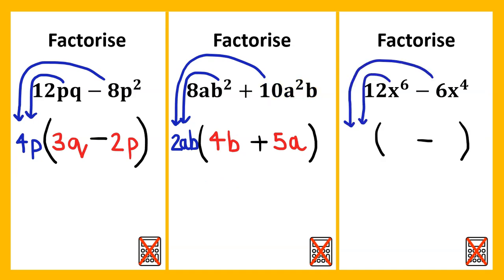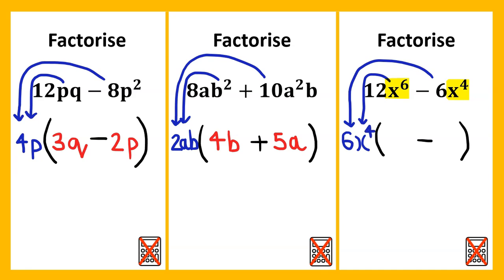Lastly, 12 and 6 have a highest common factor of 6. This time, looking at x to the power of 6 and x to the power of 4, not only are both of these divisible by x, but they can actually both be divided by x to the power of 4.